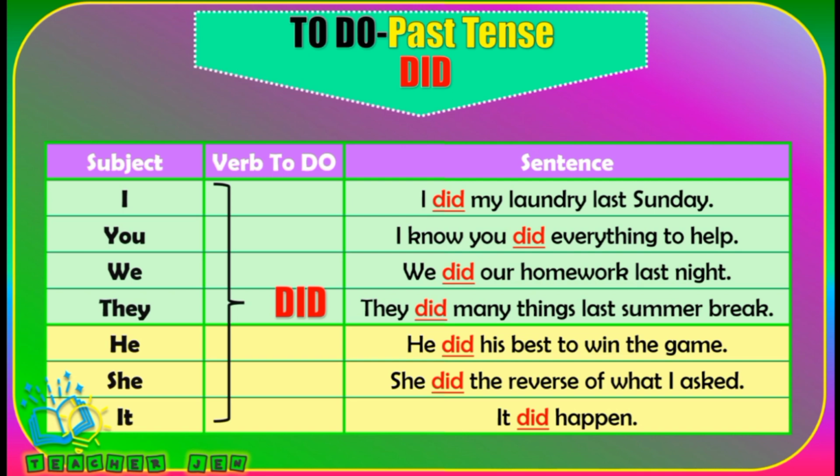As you can see, all of these sentences make use of the past tense of to do, which is did. It's because all the activities being talked about here happened in the past, and they are already finished. Mostly, the writer or speaker may use expressions to indicate past actions, such as last Sunday, last summer break, yesterday, etc.